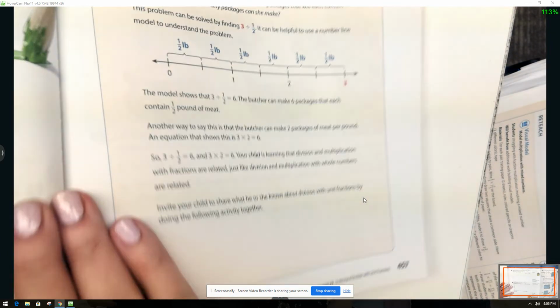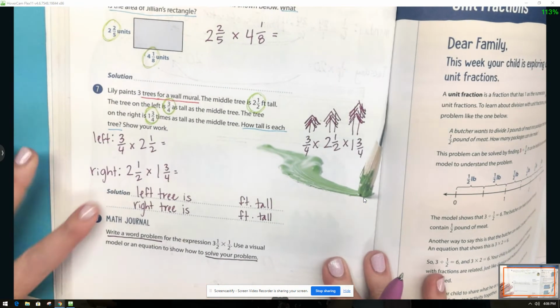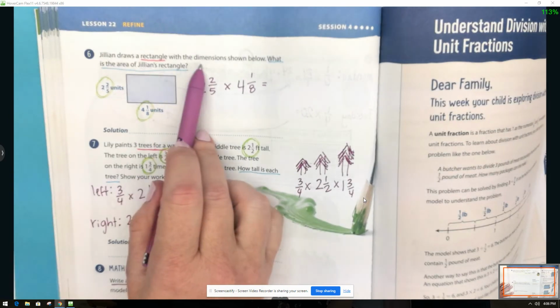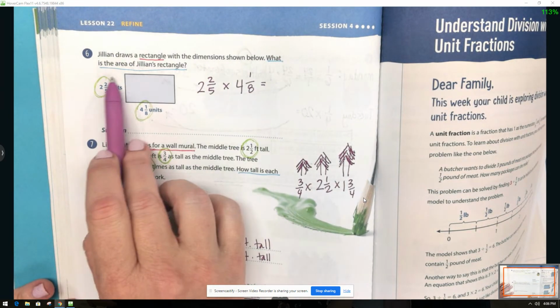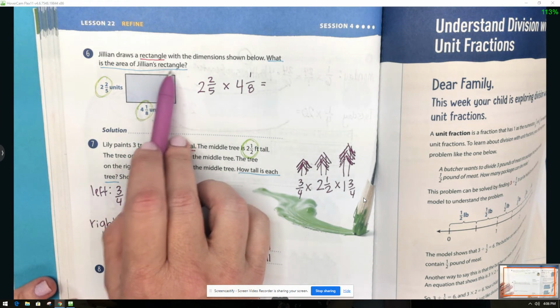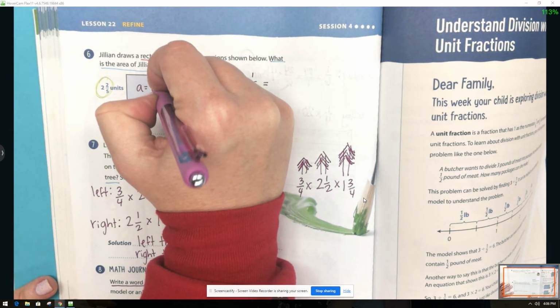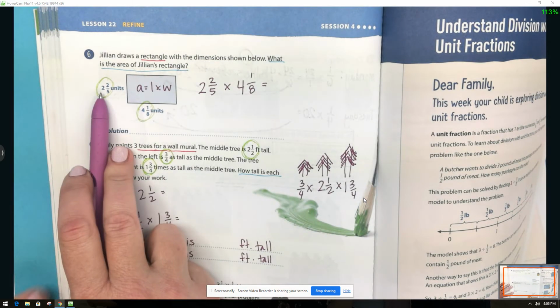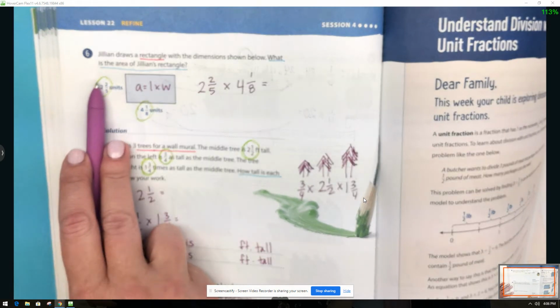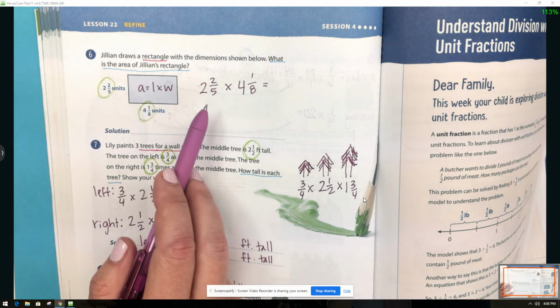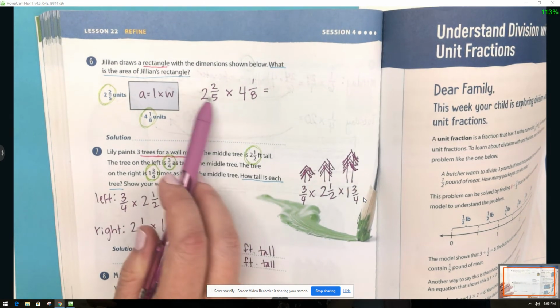Number 6. Number 6 says this: Jillian draws a rectangle with the dimensions shown below. What is the area of Jillian's rectangle? So remember, we know that area equals length times width. So we're simply just going to multiply our 2 2/5 times 4 1/8. But please remember that you cannot multiply it the way it is.